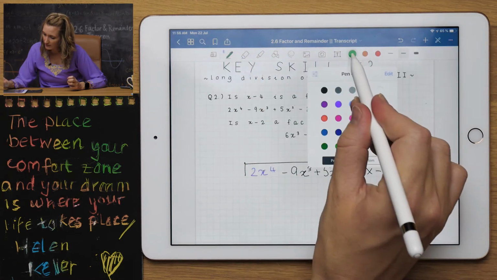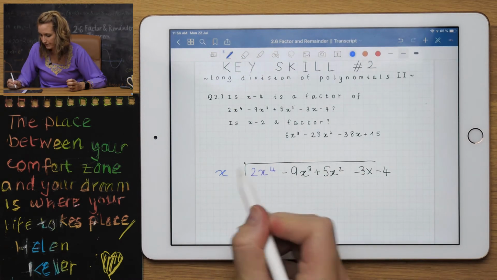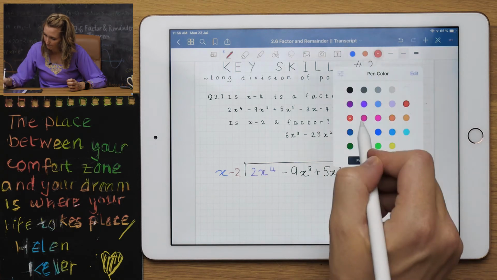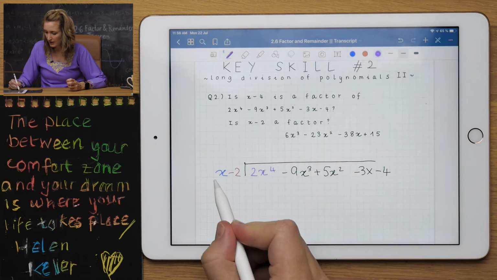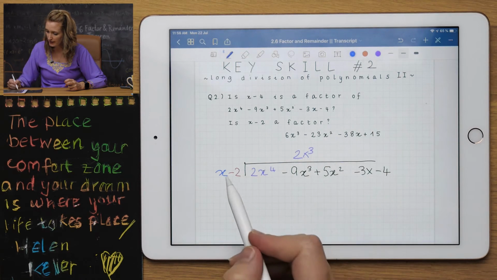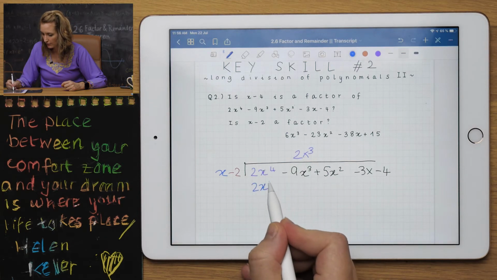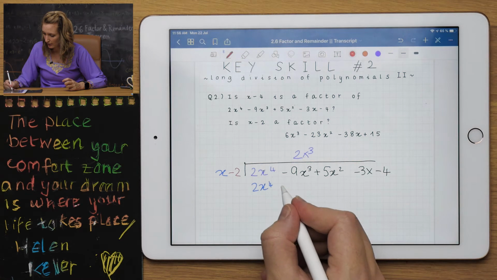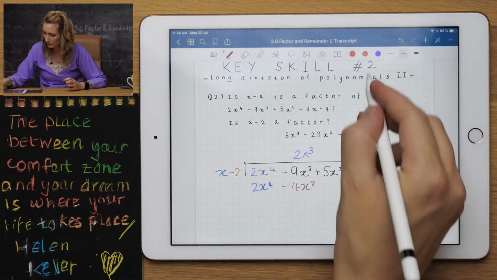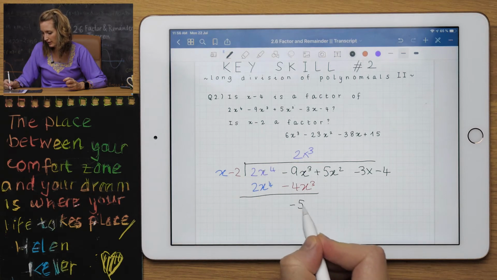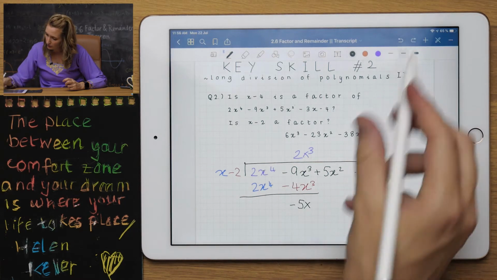Okay, let's have a look at the same idea for x minus 2. Here we go. 2x to the 4 divided by x, 2x cubed. First one is always divide, don't forget. Multiply, multiply. 2x to the 4. Here, minus 4x cubed. Subtract. That would be minus 5x cubed.